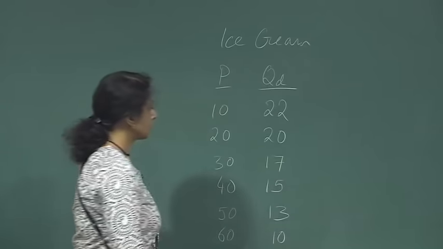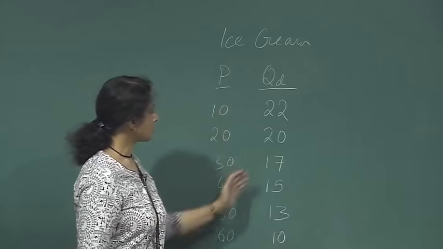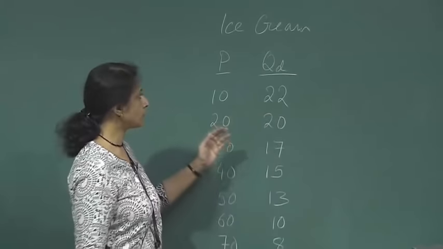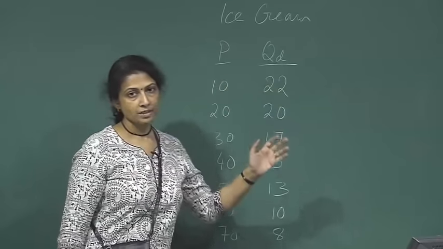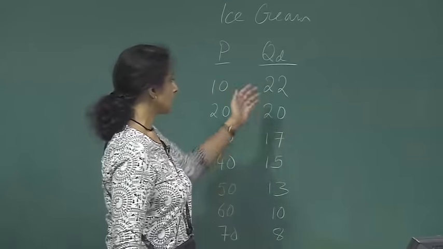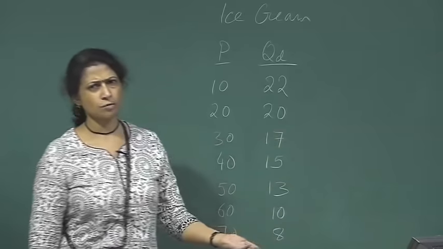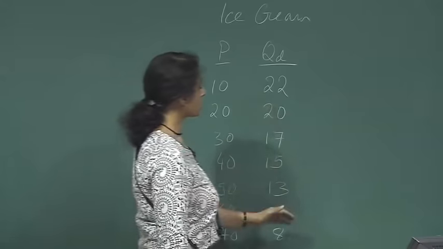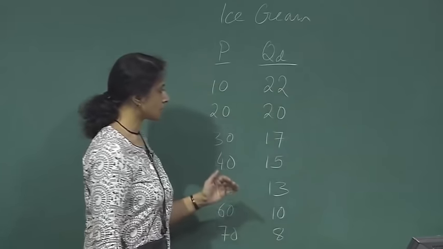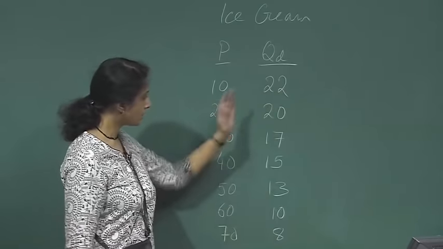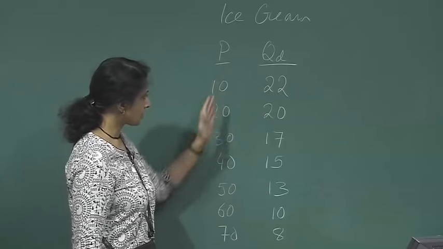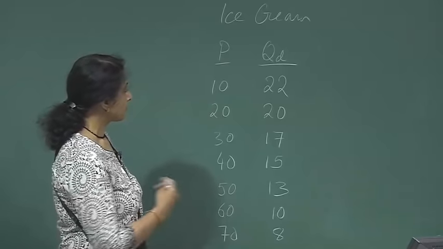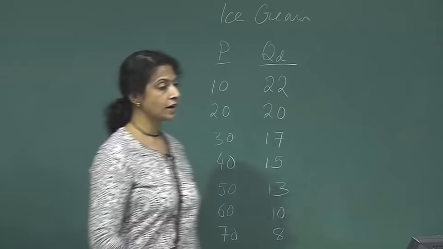So, we are assuming that this is the quantity. If the price is say 10 rupees per cone of ice cream, the total amount that the market is going to demand is say 22,000 kgs of ice cream or whatever, depending on the size of the market. So, the unit is not so important here. It's just enough to see that the quantity is increasing as prices are decreasing. So, this is the demand schedule of the ice cream.